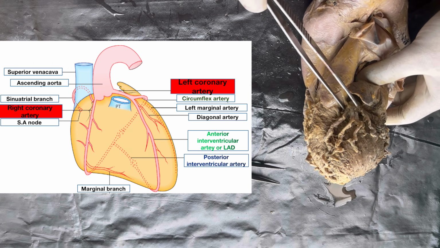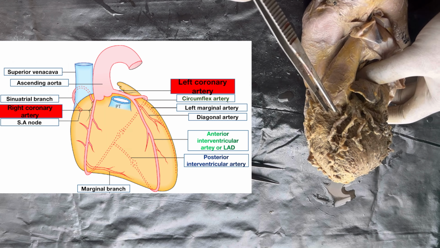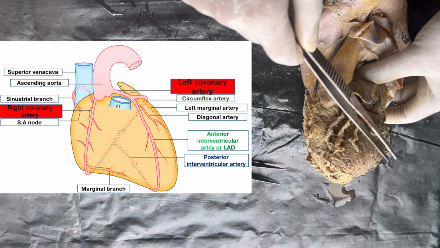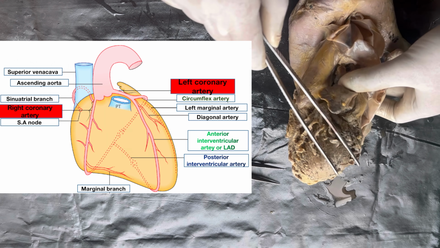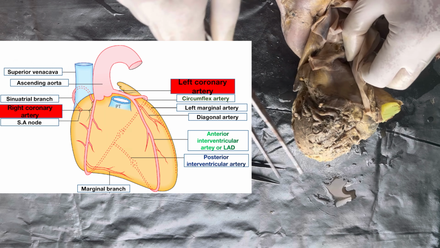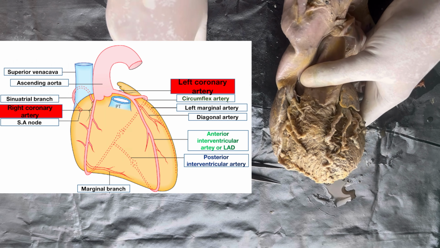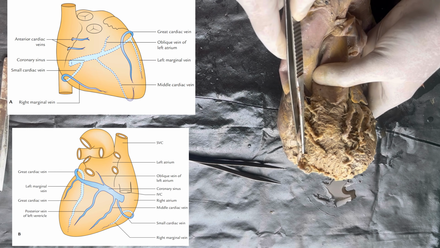This is known as the left coronary artery and its branches. The branches are the anterior interventricular artery, the diagonal branches, and the small ventricular branches. On the back side you can see the circumflex artery, which anastomoses with the right coronary artery. So this is all about the blood supply, that is, the arterial blood supply.